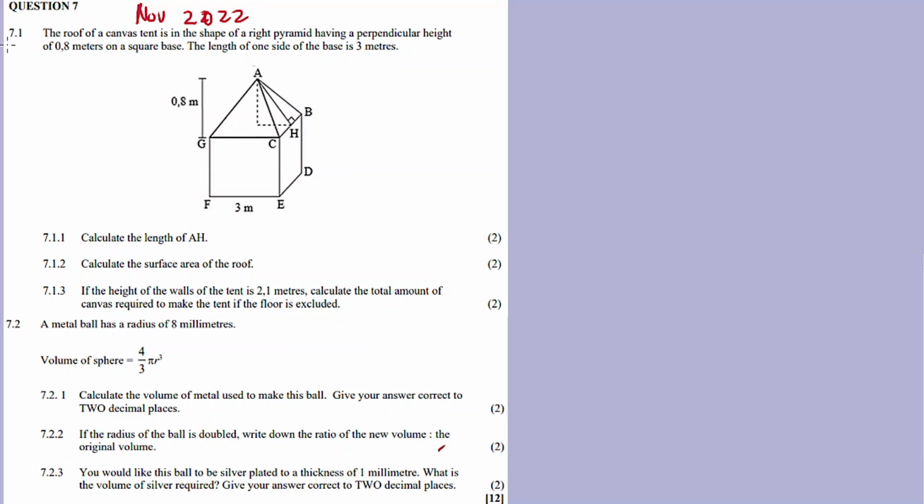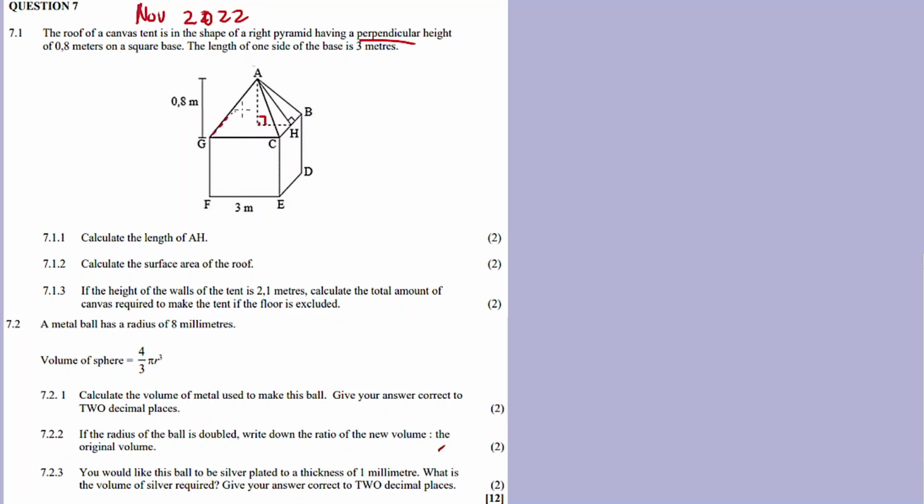Now, 7.1, the roof of a canvas tent is in the shape of a right pyramid having a perpendicular height of 0.8 meters on a square base. So this height of 0.8 is perpendicular, so it means it's 90 degrees. This perpendicular height is measured from the center of the roof.